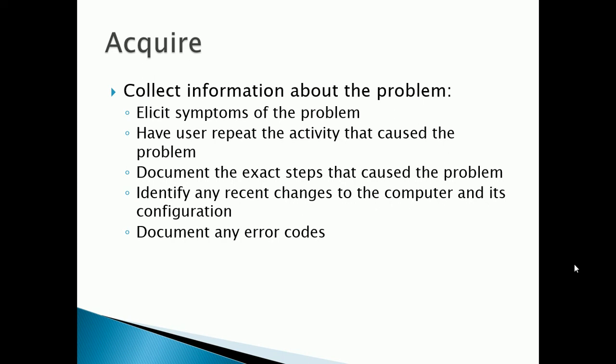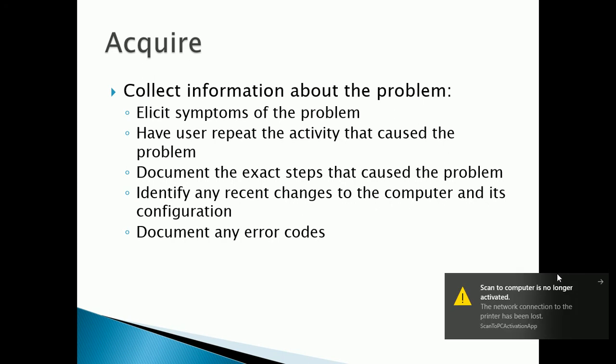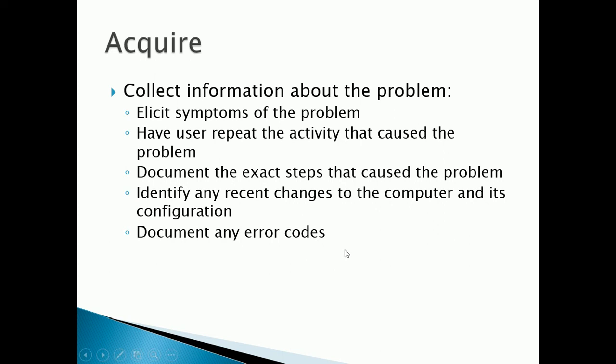So hopefully we gather all of this stuff first. So the first step is acquire, get all of this information. Easier said than done, right? Eliciting symptoms of the problem is one of the hardest things, I think, for us to do with troubleshooting, because a lot of times the users are not very forthcoming. And sometimes users don't understand that certain things are important, right? They miss certain things. So again, eliciting symptoms is very difficult.